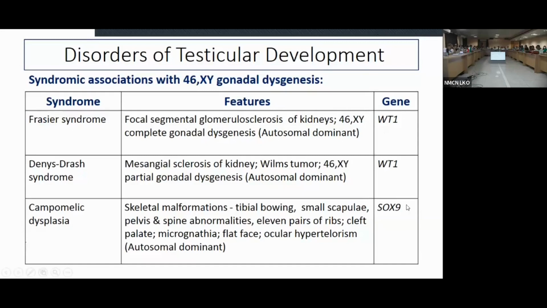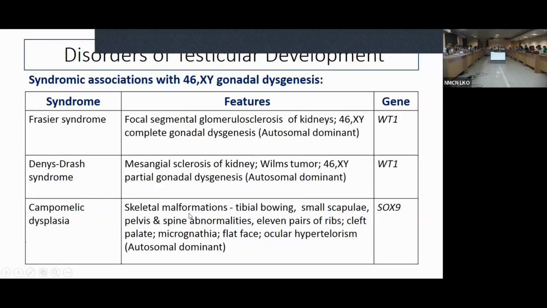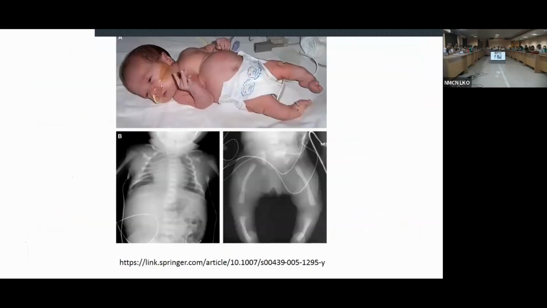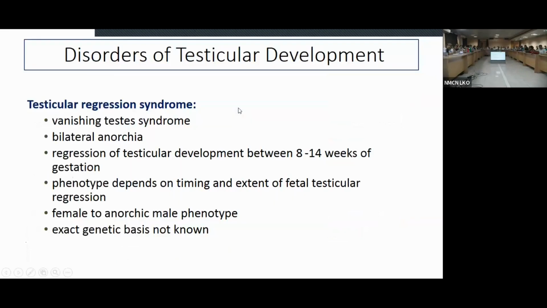SOX9 is the other gene, which is an important gene in the pathway of testis formation. So mutation of the SOX9 gene causes something called Campomelic dysplasia, where in addition to the gonadal dysgenesis, you can have skeletal malformations such as bowing of the long bones, 11 pairs of ribs, small scapulae, cleft palate, micrognathia, and other features. So this is a child with Campomelic dysplasia. You can appreciate the bowing of the long bones, and this child also had ambiguous genitalia.